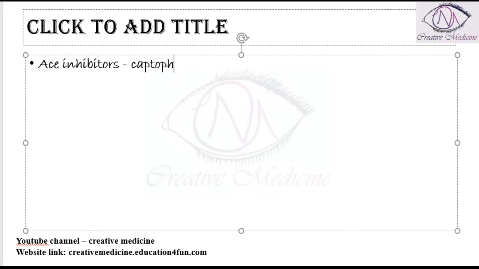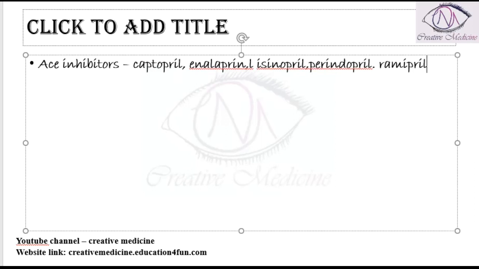The ACE inhibitors are captopril, enalapril, lisinopril and perindopril, then ramipril, then fosinopril. These are ACE inhibitors. We can also use angiotensin receptor blockers.